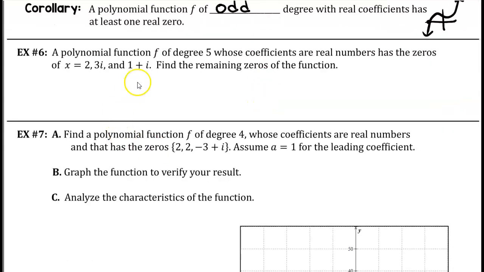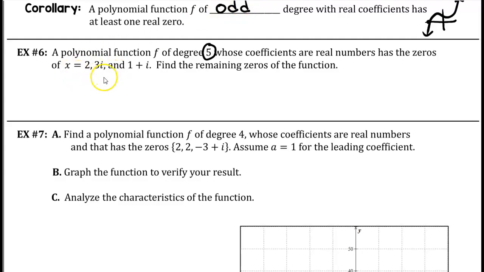All right, so let's look at example 6. A polynomial function f of degree 5, fifth degree, whose coefficients are real numbers, has the zeros x equals 2, 3i, and 1 plus i. So this is just applying that we know there's 5 roots total.